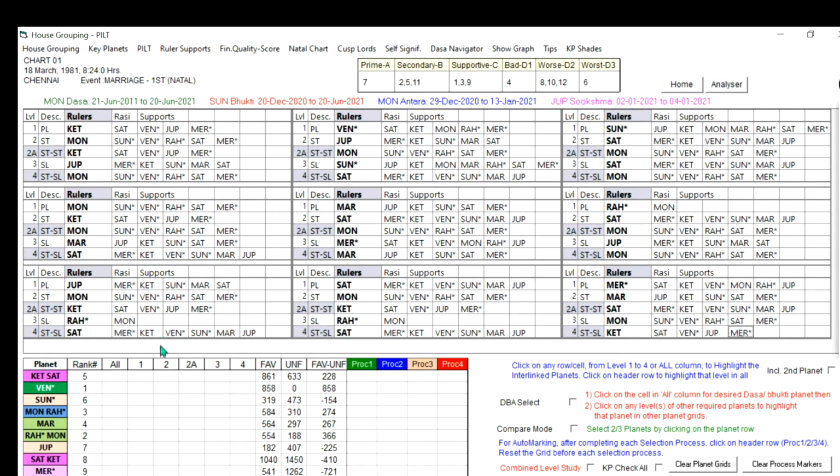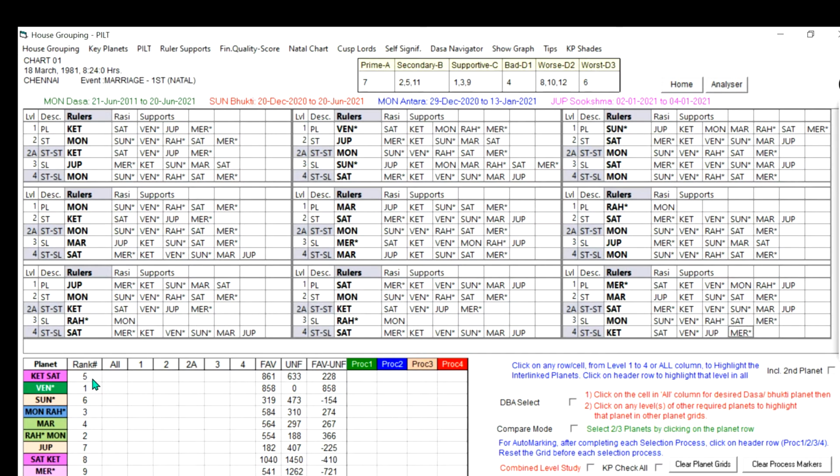Jupiter, you want to check which planets have that Jupiter in all levels. For example, in this selection panel, all 9 planets are shown one below the other from Ketu to Mercury, with the respective key planet shade, and you can see their key planet ranking also given. The software automatically gives some ranking based on certain parameters, favorable strength and unfavorable strength, but still it is going to be an approximate one.